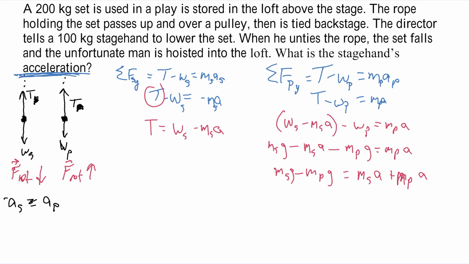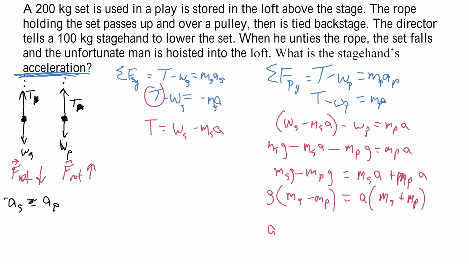Now, on both sides, I have a GCF. On the left side, a GCF of gravity. So I'm going to pull out gravity, mass of the set minus mass of the person. On the right-hand side, I have a GCF of acceleration. So I pull out acceleration, and I'm left with mass of the set plus mass of the person. And now I'm trying to solve for acceleration, so I'm going to divide both sides by the mass of the set plus the mass of the person.